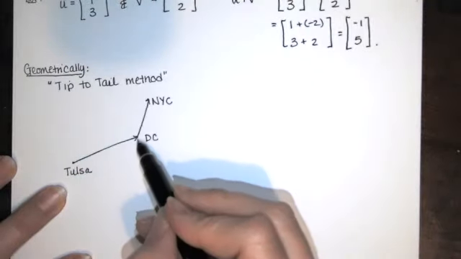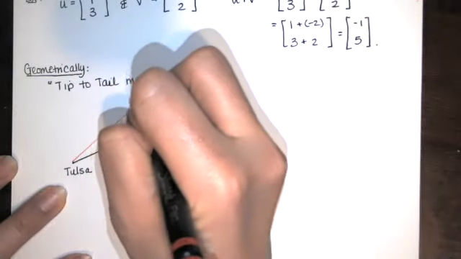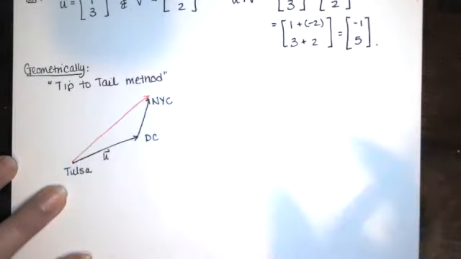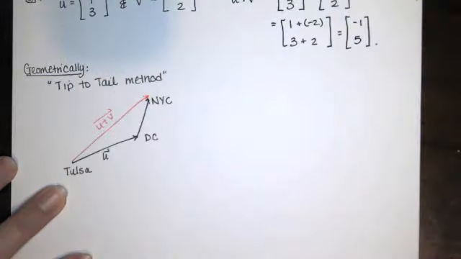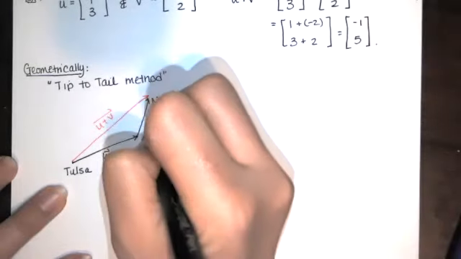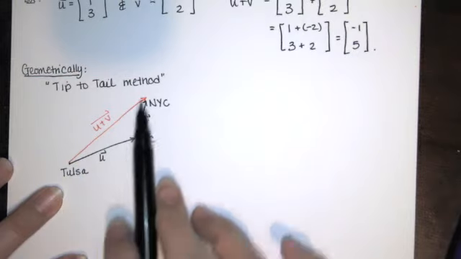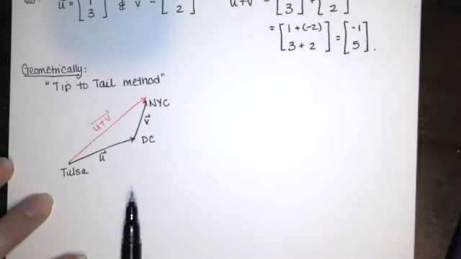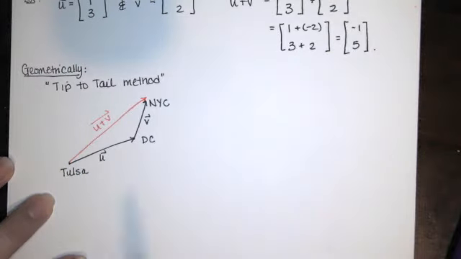But traveling from Tulsa to DC and then from DC to New York City is the same as traveling on a direct flight from Tulsa to New York City. So if this is the vector u and this is the vector v, this one over here is the vector u plus v. So if I go from here to here and here to here, it's the same as starting here and going over here. I think that's really the easiest way to think about it, because it's intuitively obvious that going from here to here and here to here is the same as going from there to there.